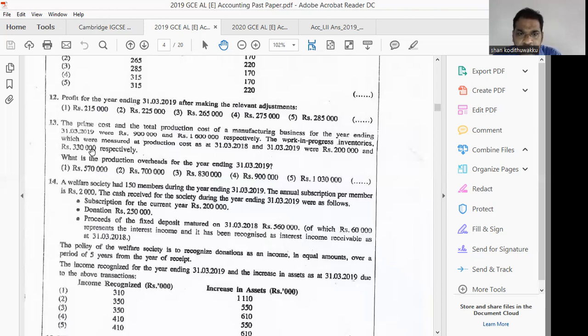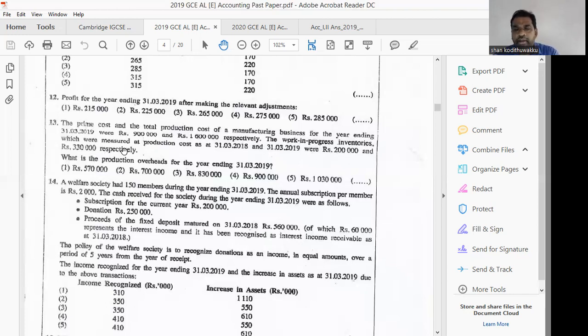Then here you are given separately the work in progress inventories, which were measured at production cost. Opening and closing were 200,000 and 330,000 respectively. Opening WIP 200,000 is a plus figure, 330,000 is a minus figure. If you just take the difference, it will be minus 130,000, because closing WIP is more than the opening.